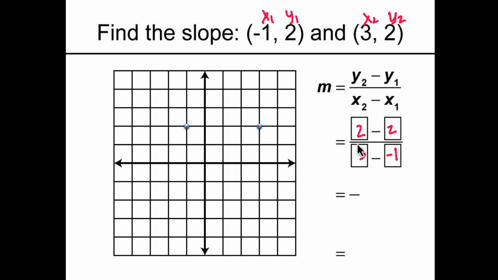Simplify the numerator and denominator. 2 minus 2 is 0. 3 minus a negative 1 is 4. And then simplify the fraction. Since 0 is in the numerator, the slope of this line is 0. And you can see that this is a horizontal line connecting the 2 points.